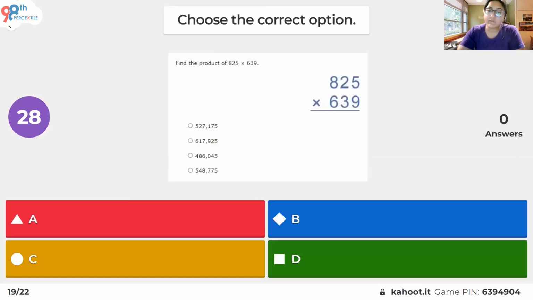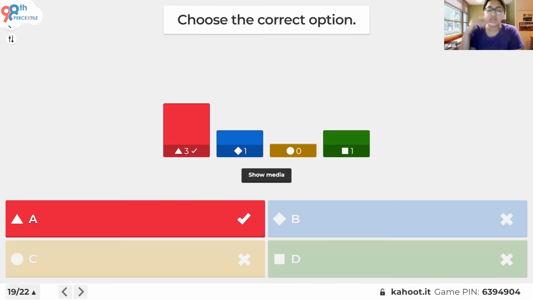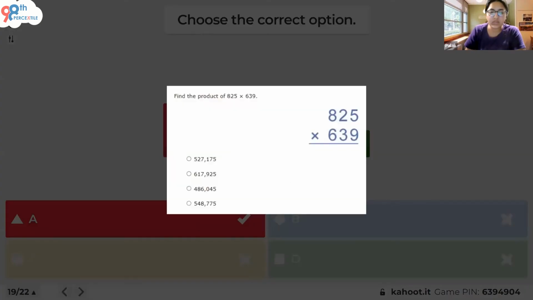Question 19, find the product. This one is going to be very, very tricky. Not in terms of calculation, but the time amount is not going to be easy to fit in. Okay, so only 5 answers received so far. Let's have a look. What was the question? How are we supposed to attempt it? So we needed to find the product of 825 times 639.